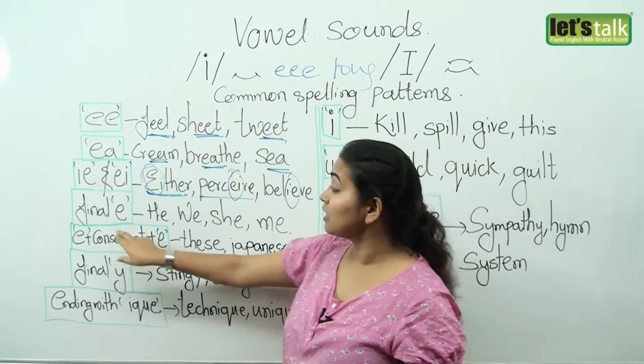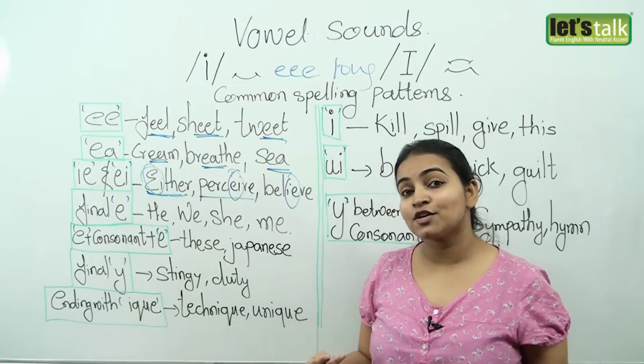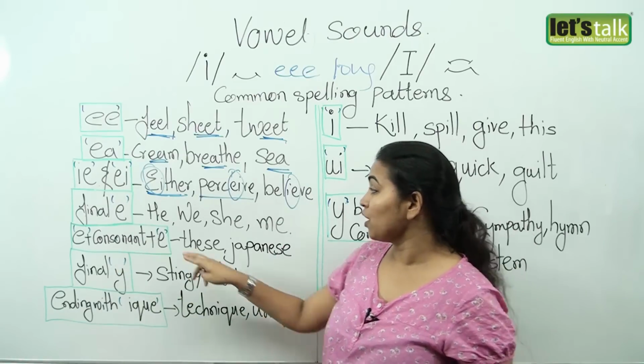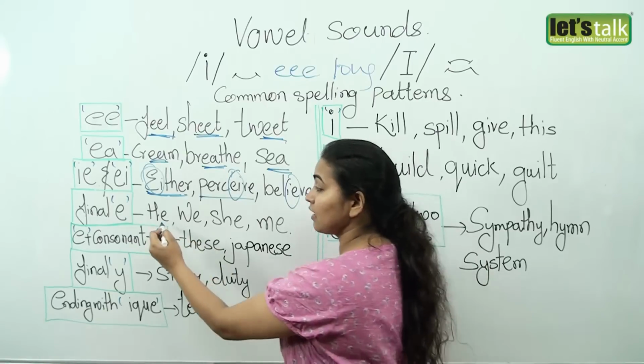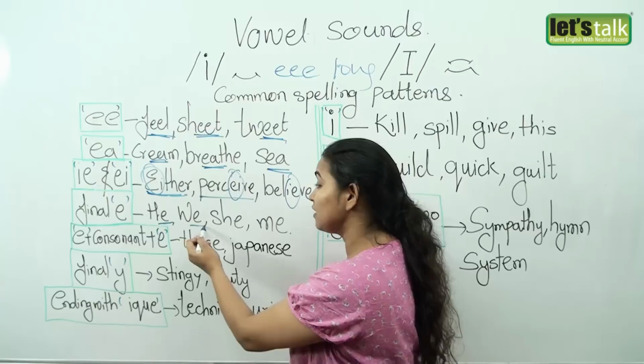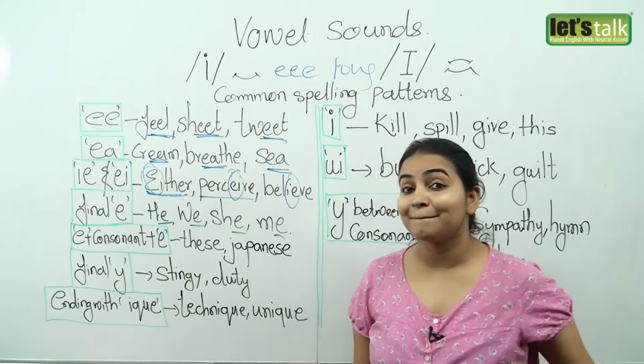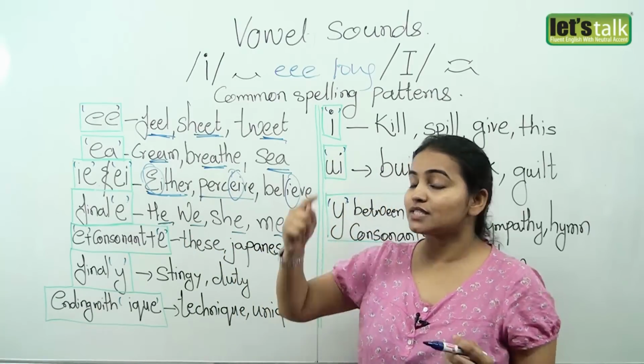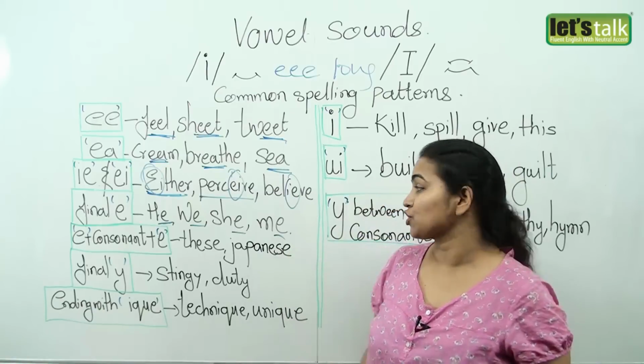And then you have an E at the end of a word. So he, the E comes at the end of the word. You have other pronouns like we, she, and me, all giving you the same E sound.